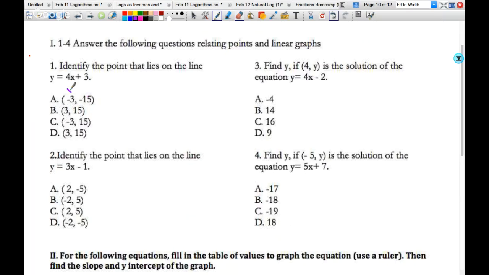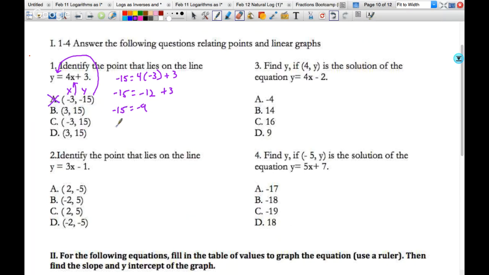So every ordered pair gives us an x and a y value. We're going to plug that in to our equation, right where it says x and right where it says y. So the y is going to become a negative 15. The x becomes a negative 3, and then we keep this plus 3 here, and we keep this times 4 over here. And now all we have to do is simplify it down to a single equation. Negative 15 equals negative 12 plus 3, negative 15 equals negative 9. That one didn't work, so we can cross out A.